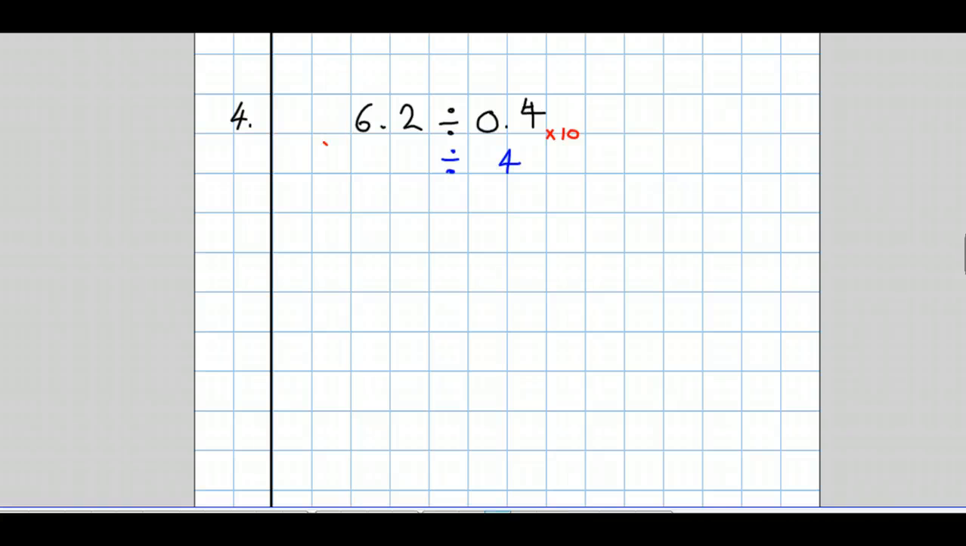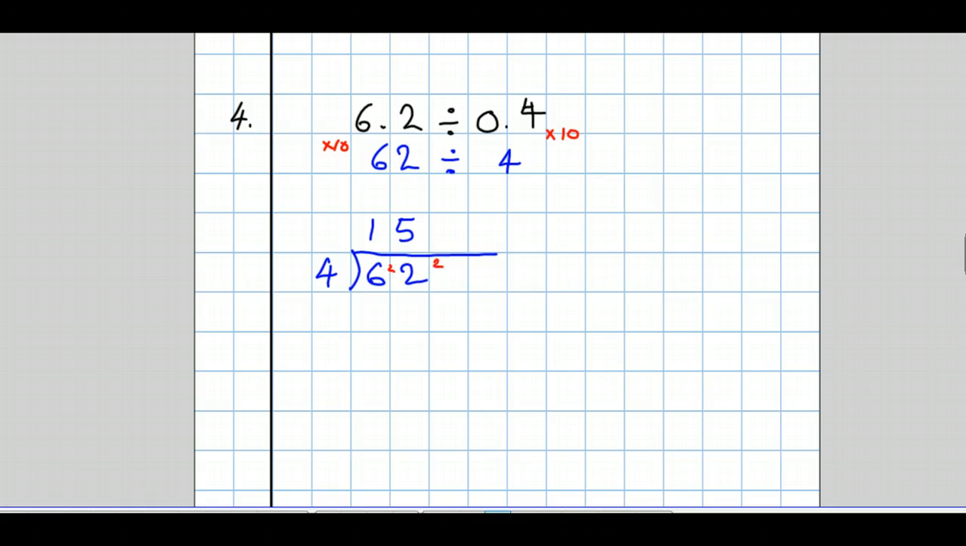Well, if I do the same to the left-hand side as I do to the right, as with fractions, we keep it the same. So 6.2 divided by 0.4 is the same as 62 divided by 4. And then we do our long division. Let's put 62 in here. Outside it we put the 4. 4s into 6 go once, remainder 2. 4s into 22 go 5 times, remainder 2.